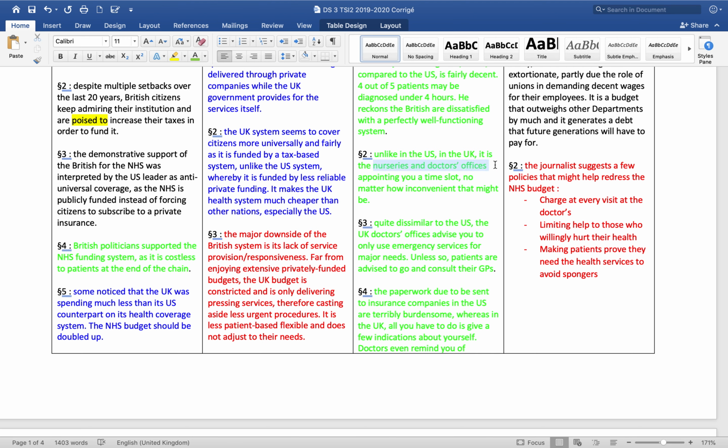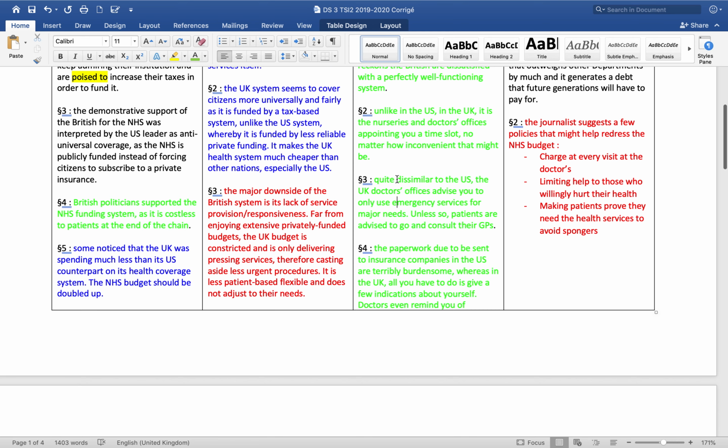Now, second paragraph: unlike in the US, so contrary to the US, in the UK, it is the nurseries and doctors' offices appointing you a time slot, no matter how inconvenient that might be. I don't know if you understand this, but when you go to the doctor, you do not decide on when you go. It's the doctor telling you, I've got a time slot for your appointment on Tuesday at 4, and it's up to you to be available. If you have a job, if you're a student, you have to make sure you're here. You cannot choose when you go to the doctor. That's very strict. Okay, but that's the only way they can regulate the amount of people they have.